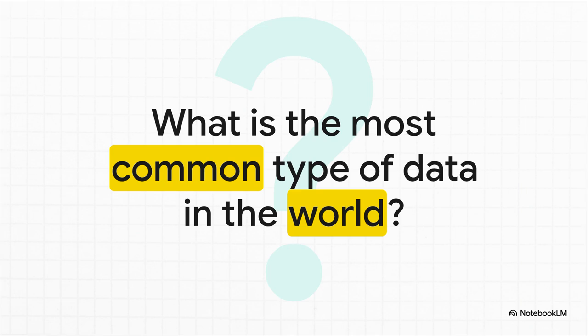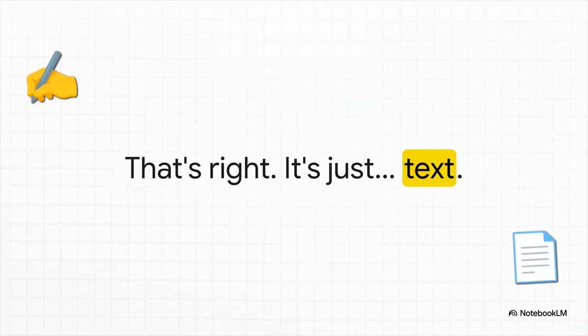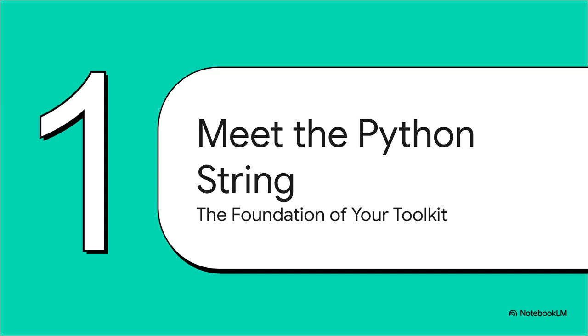With all the information zipping around the planet, on the internet, on your phone, everywhere, what is the single most common type of data you can think of? You got it. It's just text. It's so simple, right? But from your name to this very explainer, text is absolutely everywhere. And in the world of Python, our tool for handling all that text is something called a string. So in this first part, let's get to know the Python string.